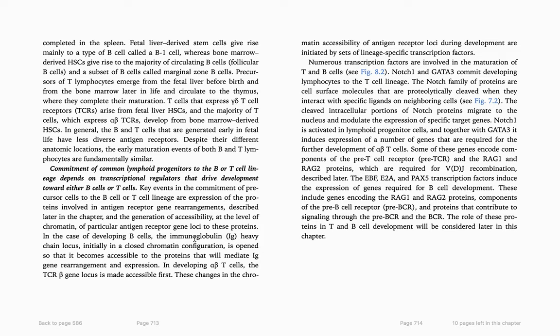In the development of B cells, the immunoglobulin IG heavy chain locus, initially in a closed chromatin configuration, is opened so that it becomes accessible to the proteins that will mediate IG gene rearrangement and expression. In developing alpha beta T cells, the T cell receptor beta gene locus is made accessible first. These changes in chromatin accessibility of antigen receptor loci during development are initiated by a set of lineage-specific transcription factors. Numerous transcription factors are involved in the maturation of T and B cells.